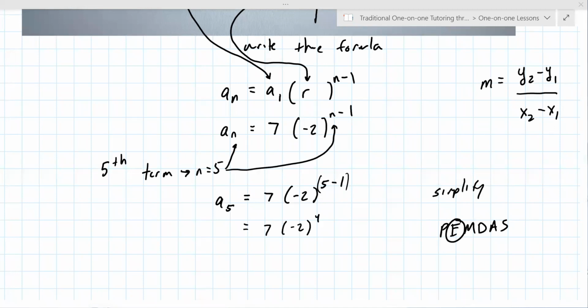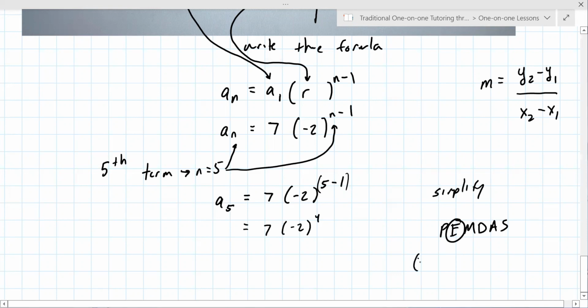I think it's 16. Say it louder. Is it 16? Yeah. So it's -2. I'm just going to write it out just in case you want to look at it later. -2 times itself 4 times, which is 16. So this is 7 times 16.